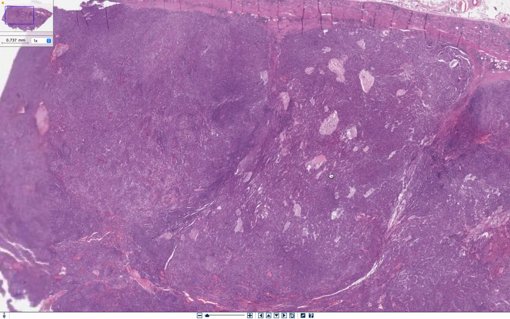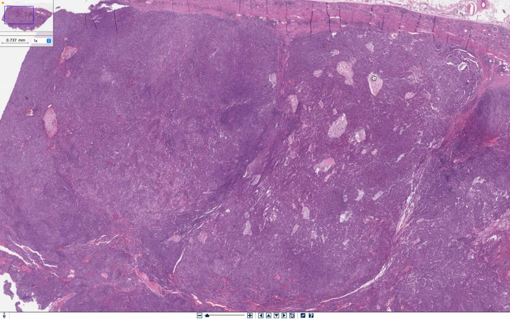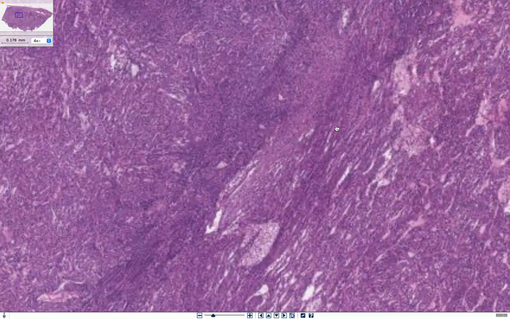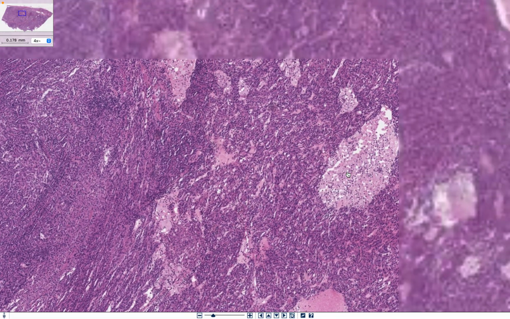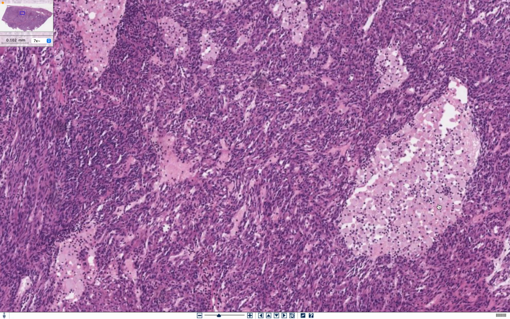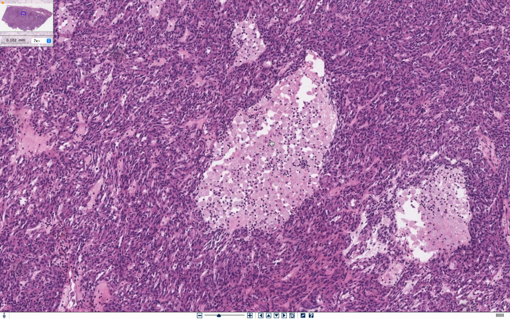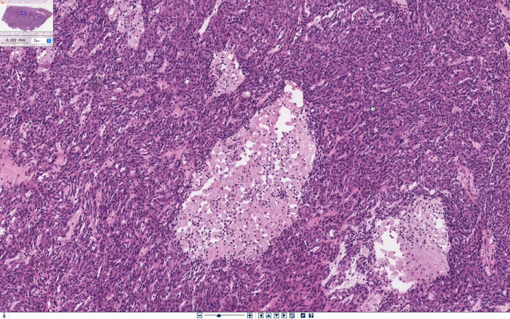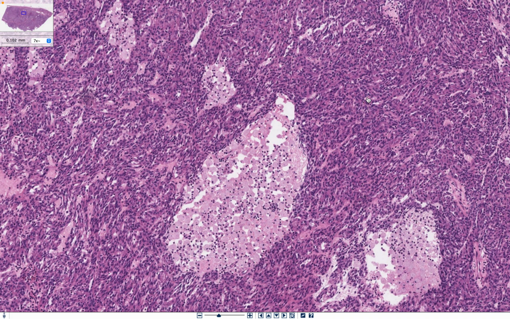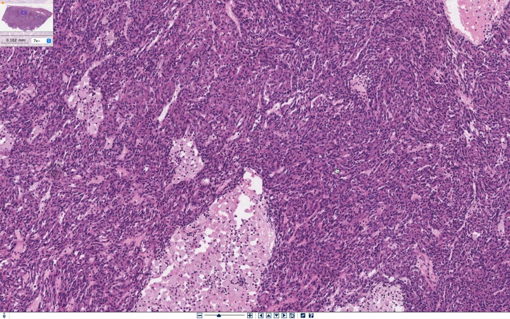So here we have the tumor, and from this very low power we can see a collection of foamy histiocytes here and here, which I'm not saying is characteristic, but is a feature of this tumor. The foamy histiocytes are surrounded by spindle cells, and there is tubular formation. From this power, we cannot see any atypia or high-grade features of the cells themselves.